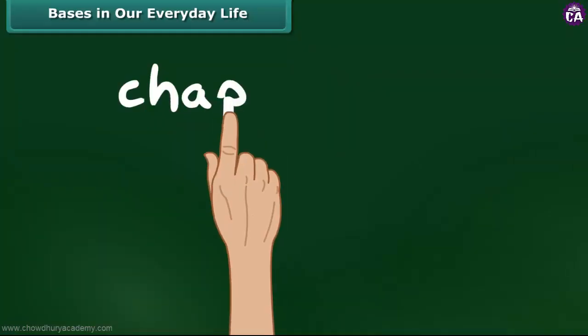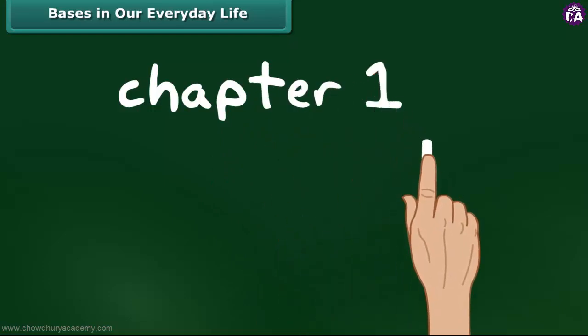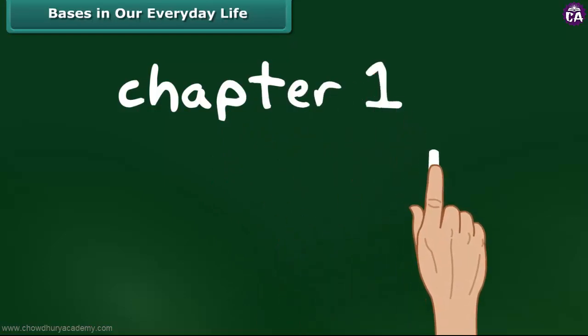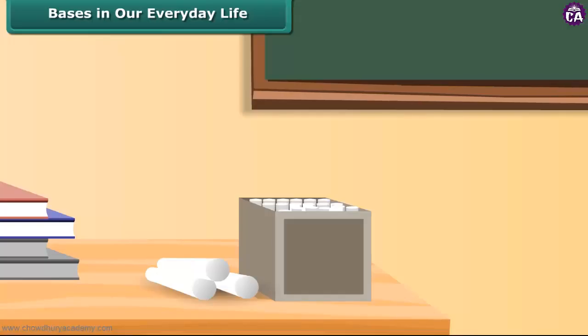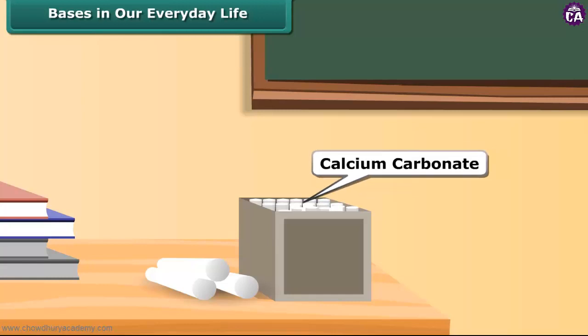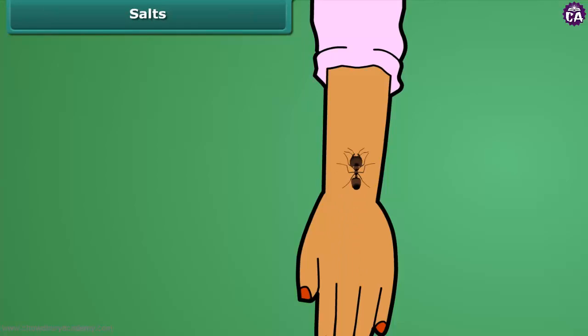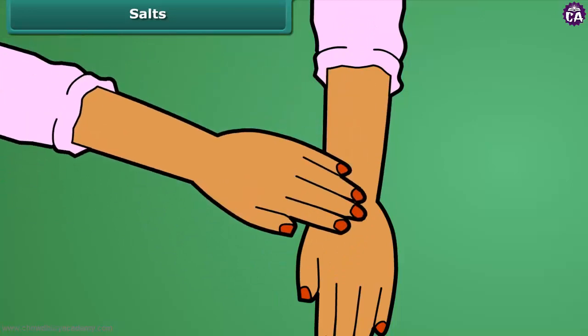We use chalk in schools for writing on the blackboard. Is it a base or an acid? Chalk gives a basic solution when dissolved in water. It is called calcium carbonate chemically. Do you know you feel relieved on applying baking soda on an ant sting? This is because baking soda neutralizes the acid present in the ant sting.